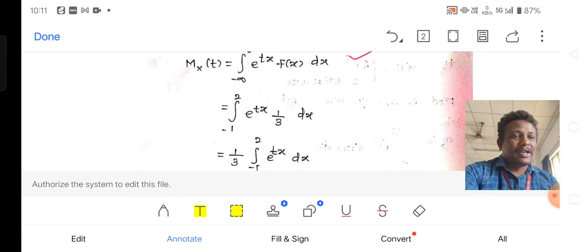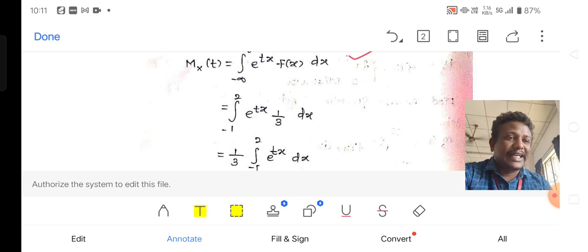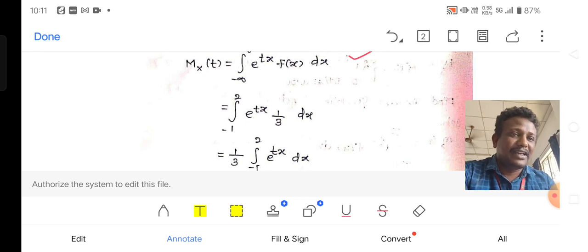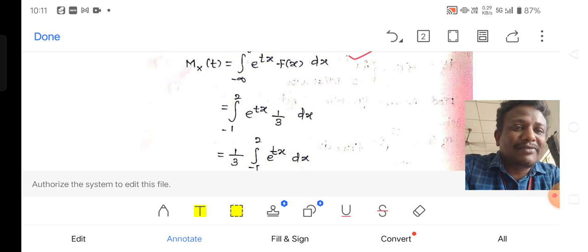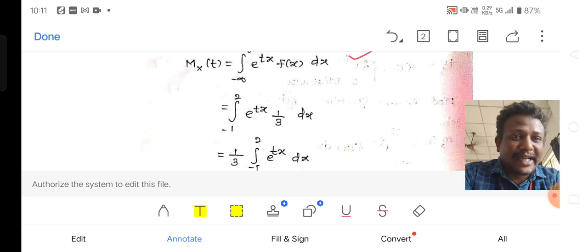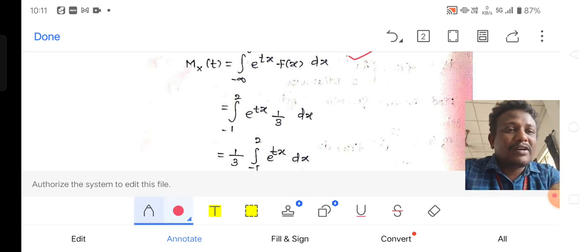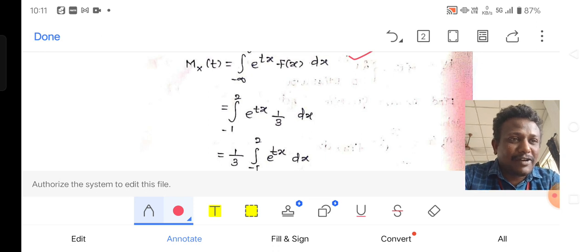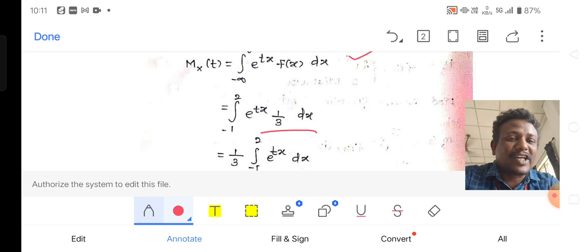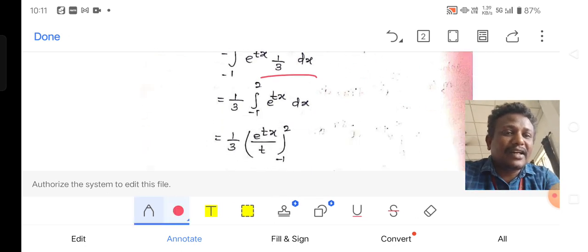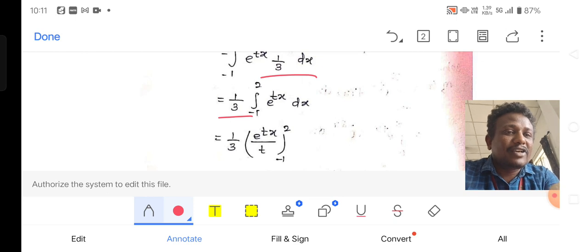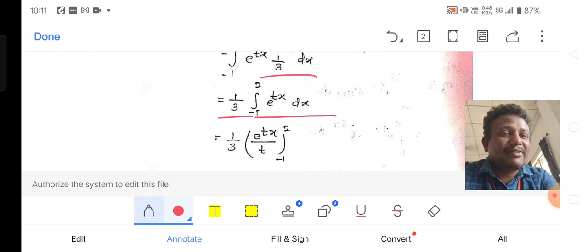Now in the general formula substitute all the information given in the question. First, minus infinity to plus infinity we convert according to our interval. It is minus 1 to 2. Now e power tx into f of x, which is given in the question as 1 by 3. Now 1 by 3 is a constant that can be kept outside. The remaining part should be integrated. So e power tx integrates to e power tx divided by t, because the coefficient of x should be written in the denominator.